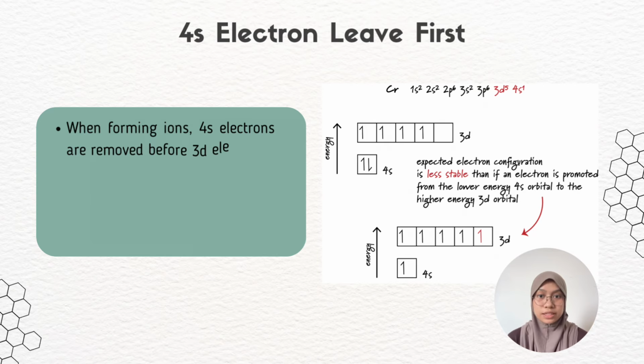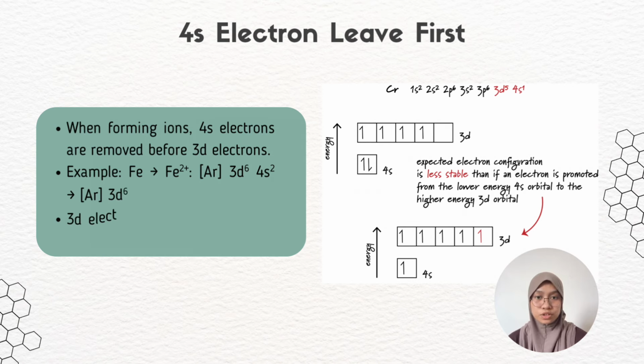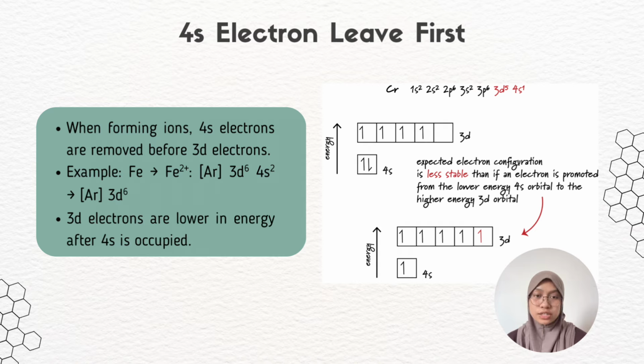When transition metals form positive ions, electrons are removed from the 4s orbital before the 3d orbital. For example, iron has the configuration [Ar] 3d6 4s2, but when it forms Fe2+, the two 4s electrons are removed first, resulting in [Ar] 3d6. This shows that after electron filling, the 3d orbitals become lower in energy than the 4s orbital.